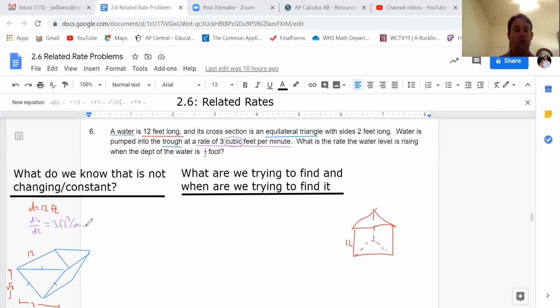So what we need to do then is figure out what's the height, or what is going to be the volume for this shape. So in order to figure that out, well, we'll come back to that actually. Let's first figure out what else we know here. We're going to be asked to figure out the rate the water is rising. So that's the height of the triangle that we're actually figuring out here. That's what we're looking for. We're going to try to find dH/dt, the height of the triangle.